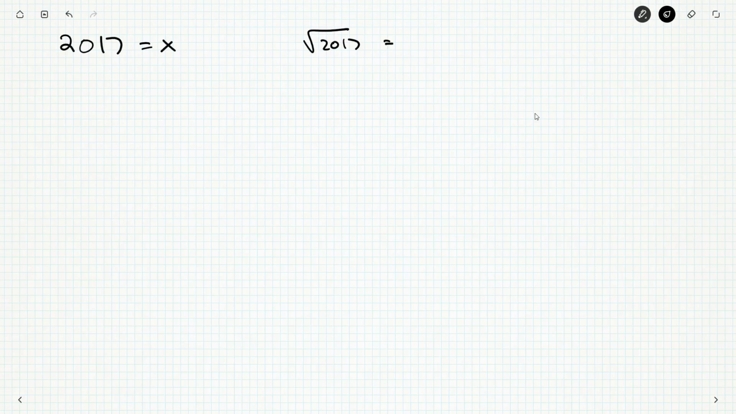So the square root of 2017 is about 44.9. So 44 squared is less than 2017, but 2017 is less than or equal to 45 squared, which is 2025.